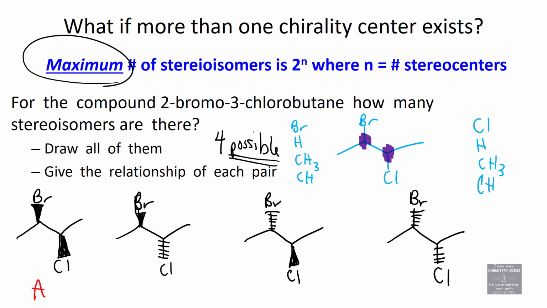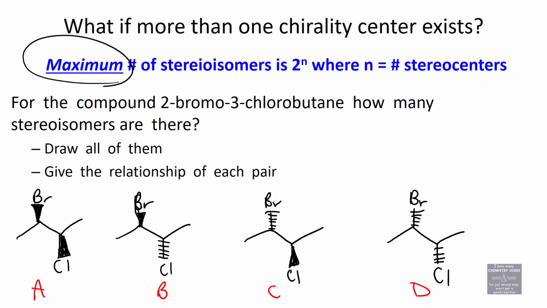So I'm going to give these guys letters so that we can give the relationship of each lettered pair. That means A and B, A and C, A and D, B and C, B and D, and C and D. A lot of pairs. I didn't plan well space-wise.